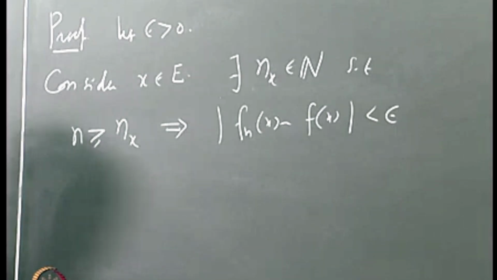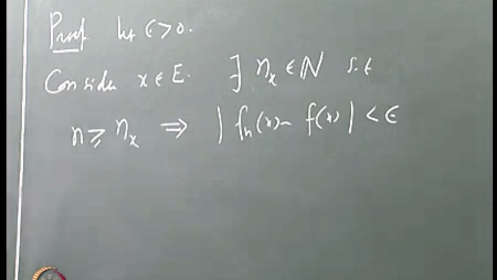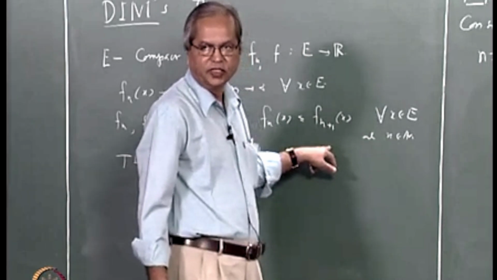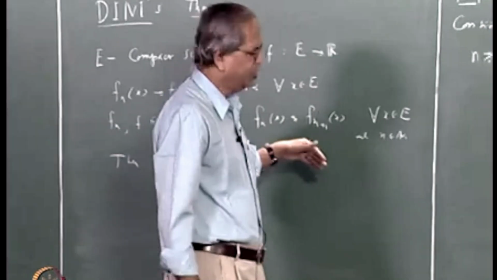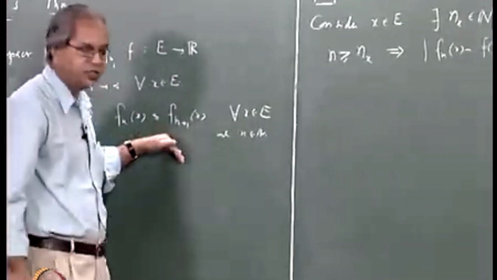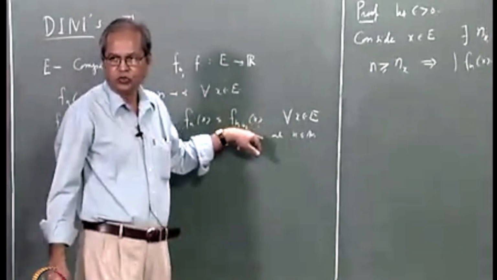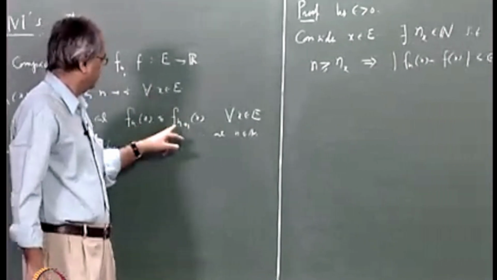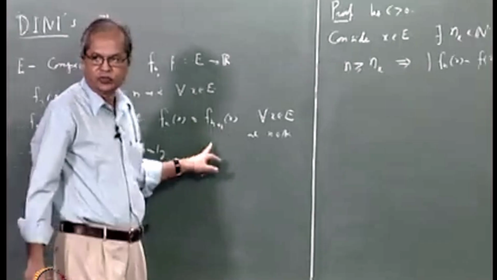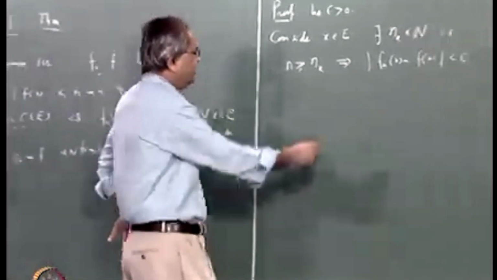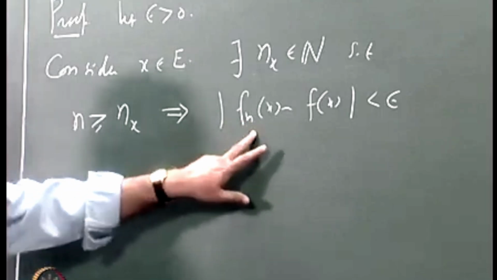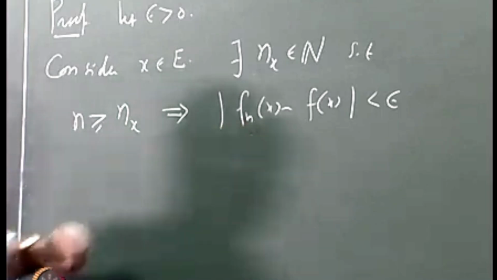Now let us also use the fact that this is a monotonically increasing sequence. For each x, Fn(x) is a monotonically increasing sequence of real numbers, and we know that a monotonically increasing sequence converges to its supremum. So each Fn(x) is less than or equal to F(x), and F(x) is the supremum of all those Fn(x). Let us rewrite this, and I will use it for this number n suffix x. I will take n equal to n suffix x. So what do we know about this n suffix x?